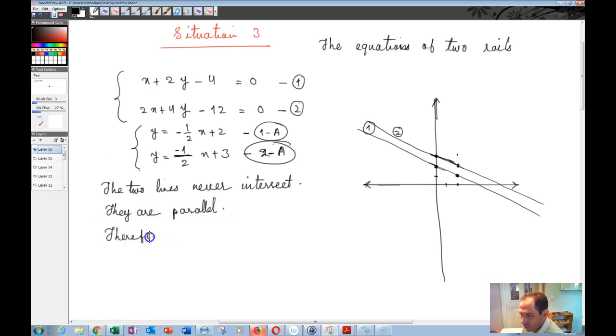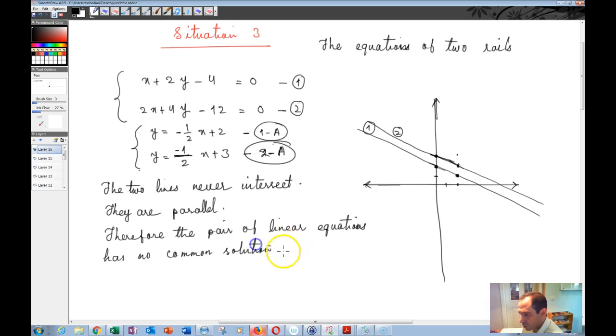Therefore, the pair of linear equations has no common solution, that is, they have no solution. And that's basically situation number 3.